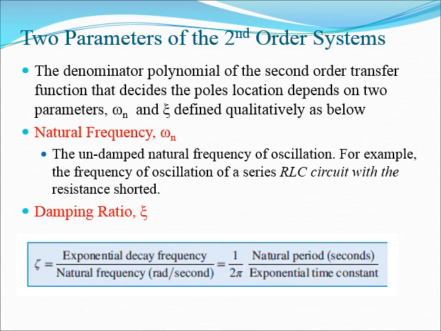Damping ratio is qualitatively defined as the exponential decay frequency over the natural frequency of oscillation. That means it will have two components. This is the decay frequency, and then within this we have oscillations. So they have a frequency which is here, and this frequency is given here. Further you can simplify this into time: 1 over 2 pi times the natural period over the exponential time constant. So we can relate this to time also.